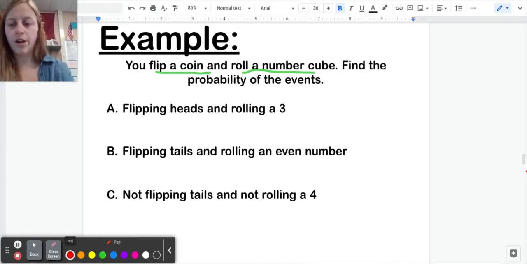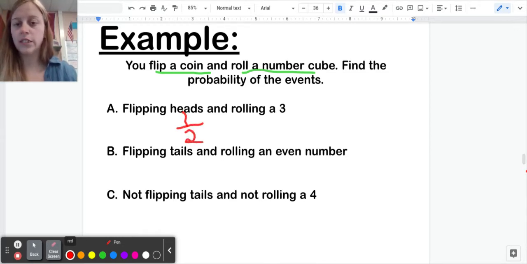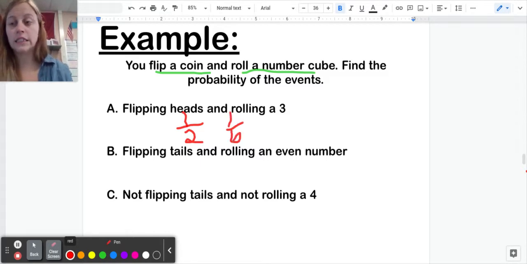So what we do here is flipping heads. What's the probability if I flip a coin that I'm going to flip heads? Well, 1 out of 2, because we know that there's 2 sides to a coin. What's the probability of rolling a 3 on a number dice? Well, 1 out of 6, because there's 6 numbers on a dice and there's 1 3.